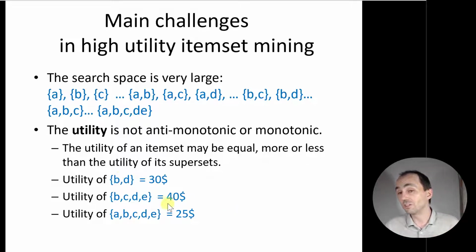Okay, so this is a special property in this problem. So why is it like that? Briefly, if you buy more products like BCD, maybe it makes more money because you buy more things. But if you buy more products again like ABCDE, maybe the money will decrease to 25 because there are fewer people that will buy all these products together. So this is why it will decrease. Okay, this is just to give you the main idea.